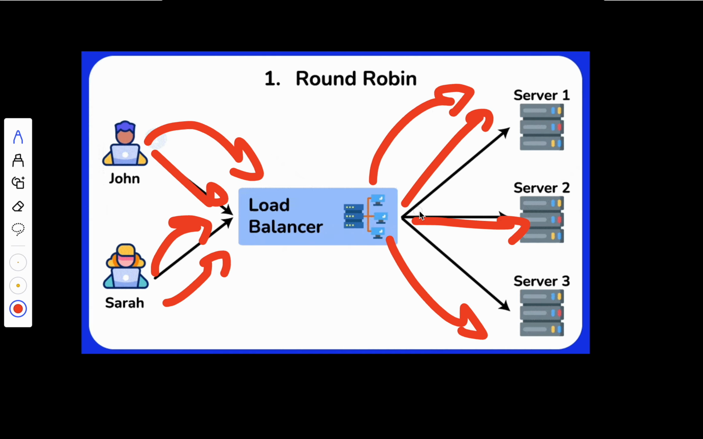and so on and so forth. So it's a cyclic order. Once it reaches the last server, it starts again from the first. Works well when all servers have equal processing power and workloads. It's great in small scale web applications and evenly distributed workloads. It has some limitations. It doesn't consider server load, so if one server is slower, it may cause delays.